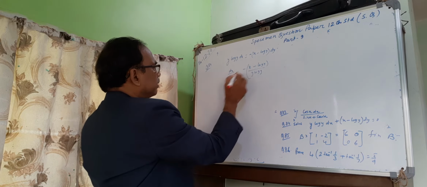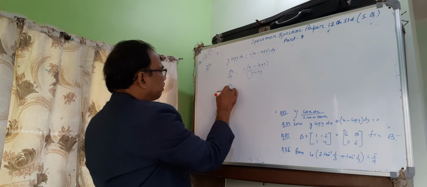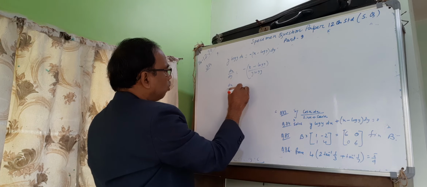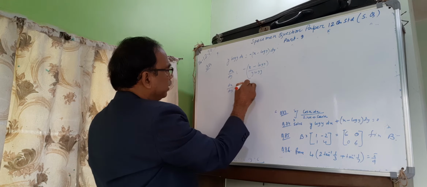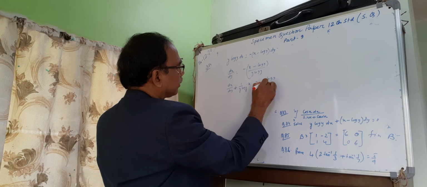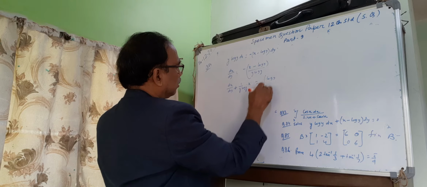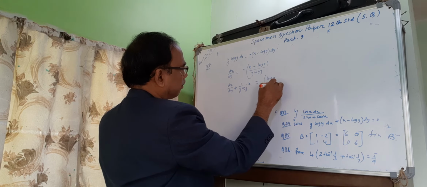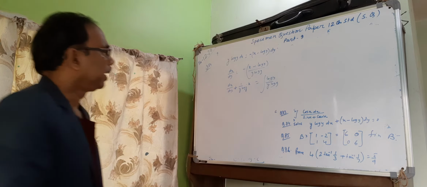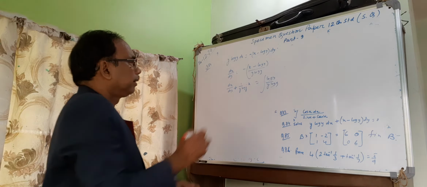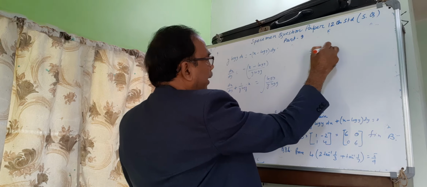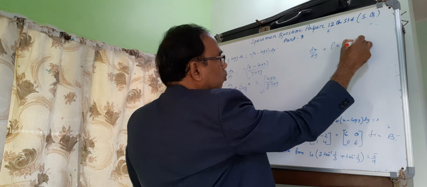We can write dx by dy, plus 1 by y log y into x equals log y by y log y, that is 1 by y. It is of the form dx by dy plus Px equals Q, where Q is a function of y.